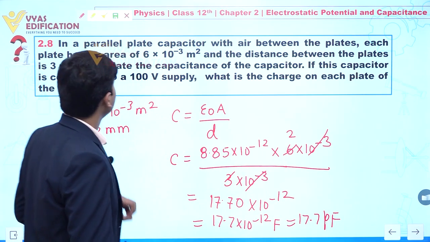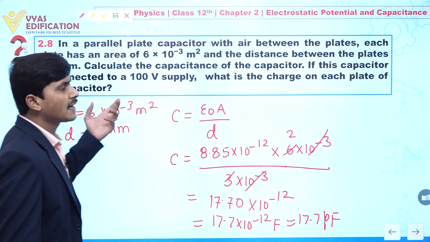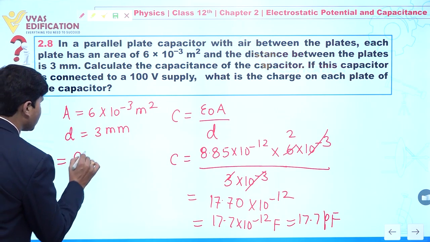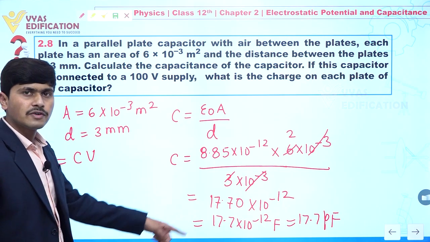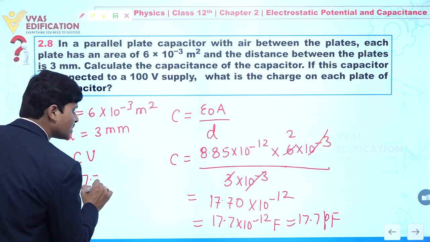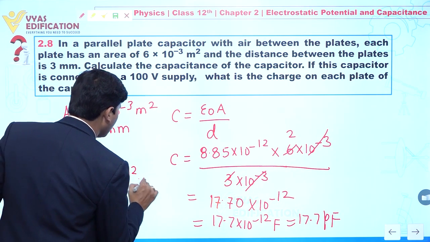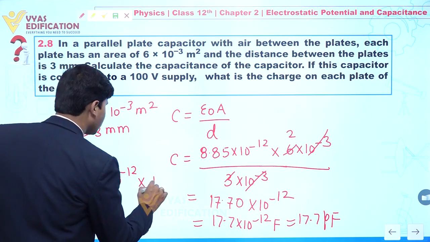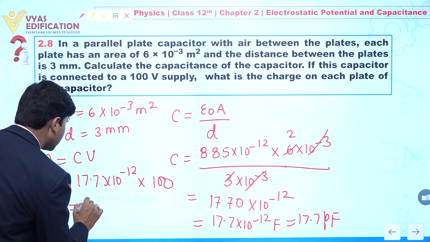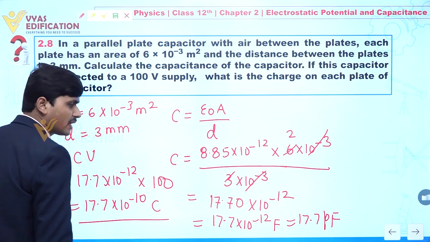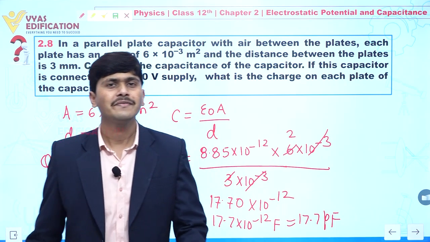But one more thing is given to you. If we connect this capacitor with a 100 volt supply, what is the charge? The charge is given by CV. The C value is 17.7, so 17.7 into 10 to the power minus 12 into the voltage, which is given as 100. So this is equal to 17.7 into 10 to the power minus 10 coulomb. Clear to you? So this is the answer to this question.